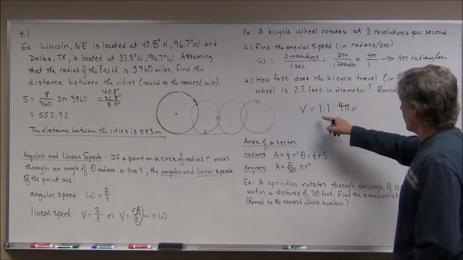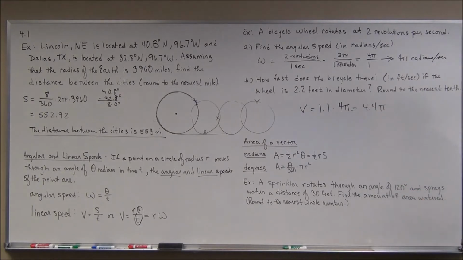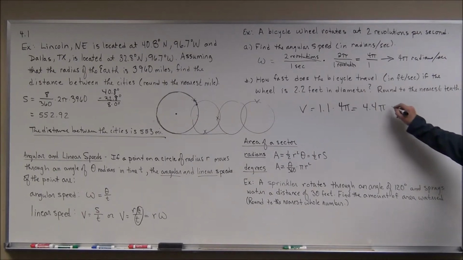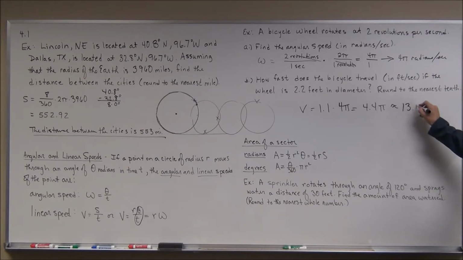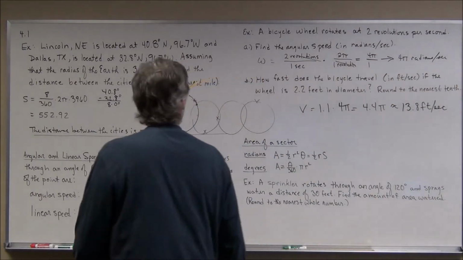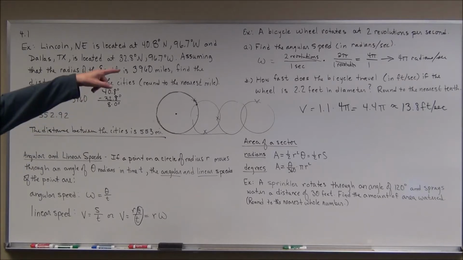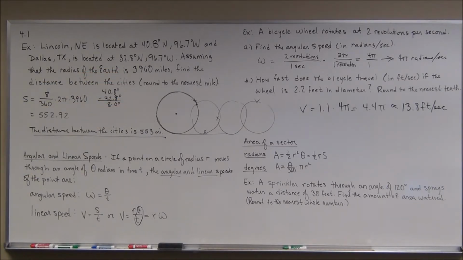So this is in feet, and this is times radians per second. Well, if I multiply 1.1 times 4 pi, I get 4.4 pi. Hopefully you can still see that okay. And that's going to be in feet per second, or approximately, to the nearest tenth, 13.8 feet per second. So that's how fast your bicycle with that size wheel and that rate of rotation is traveling in feet per second.